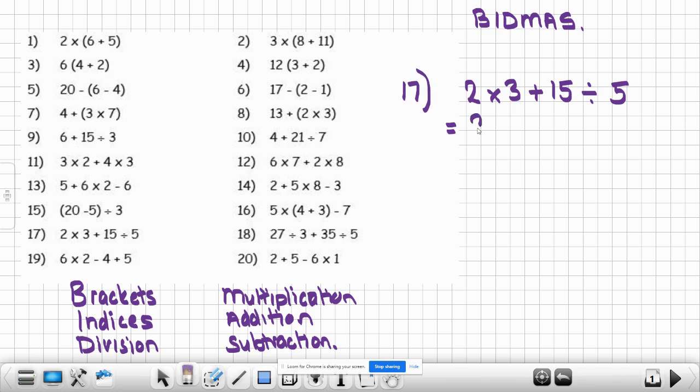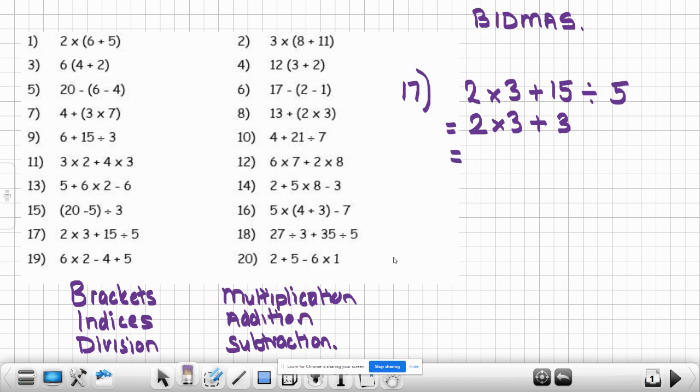So we have 2 times 3, and then I'm going to be adding to that. But I want to deal with this part. So 15 divided by 5, and there are 3 5s in 15. So 15 divided by 5 is 3. So I'm going to replace that sum with the answer, which is 3. Okay, so we've now dealt with the division.